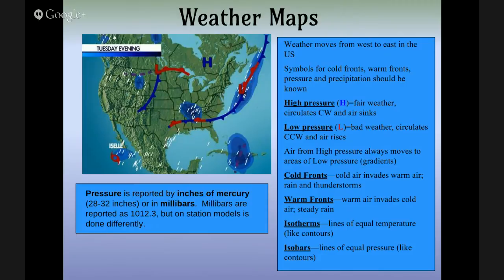On a weather map, we have something called isotherms, which are lines of equal temperature. They're just like those contour lines that we talked about with a topographic map. And just like a topographic map, if the contour lines are the closest together, it means that it's the steepest slope. For isotherms and isobars, when they're the closest together, it means it's the most drastic change. So a drop in temperature or a drop in pressure. So isotherms connect areas of equal temperature. Isobars connect areas of equal pressure.